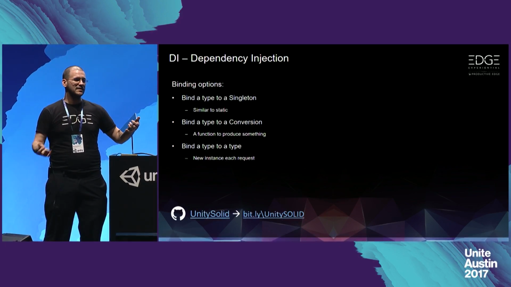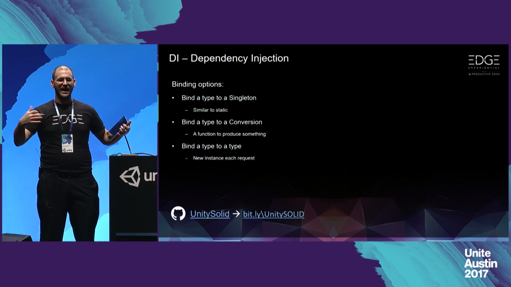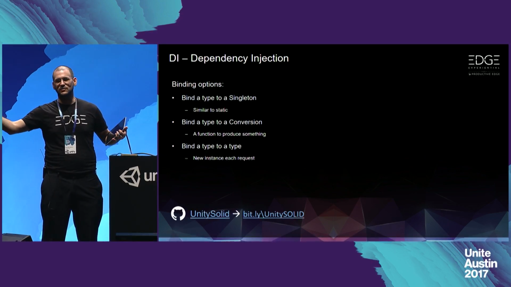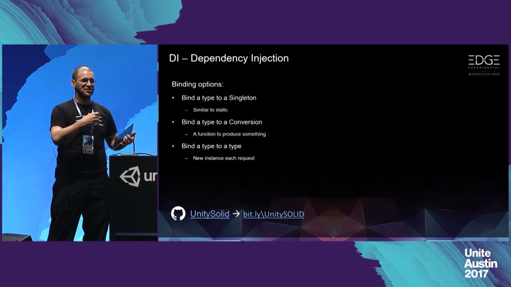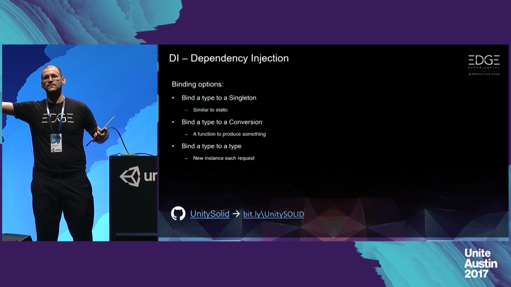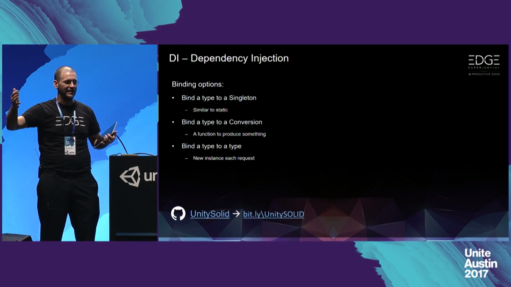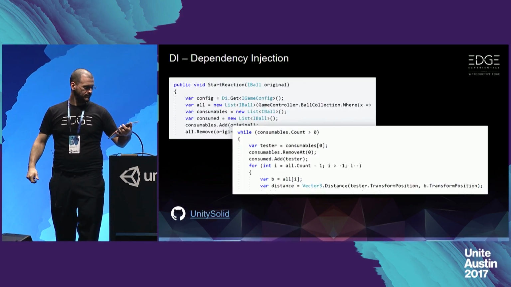And then you can bind to a type, which basically just says, any time that you ask for this, give me a new instance. So if I set that to shot, for instance, I could have 100 different instances of iShot running around in the game.